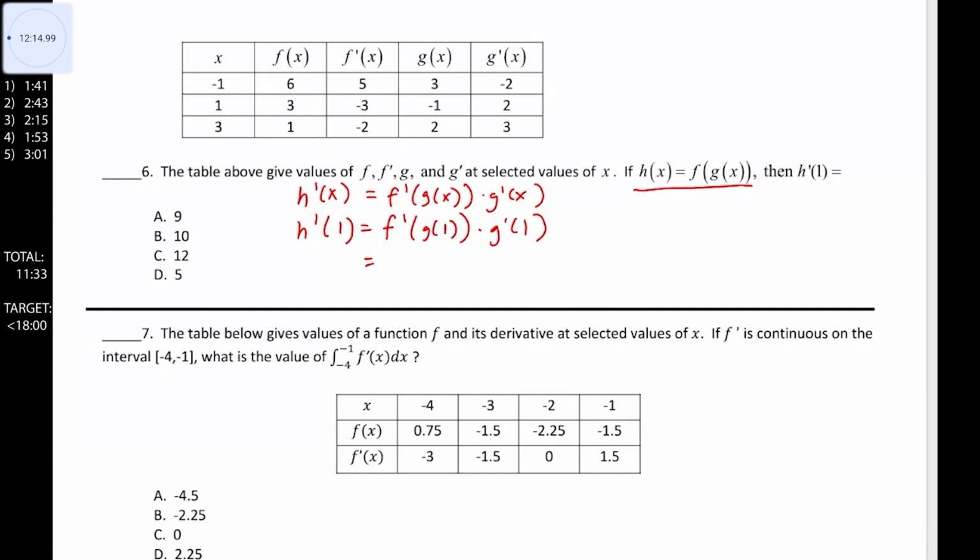So g of 1 is -1. g prime of 1 is 2. So I'll have those two values. We have f prime of -1 times 2. f prime of -1 is also given in the table. It's 5. So this is just going to be 5 times 2, which is 10.